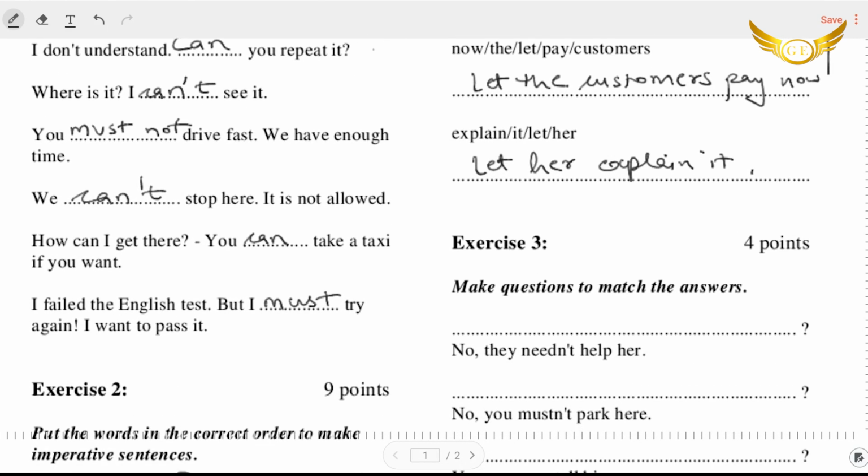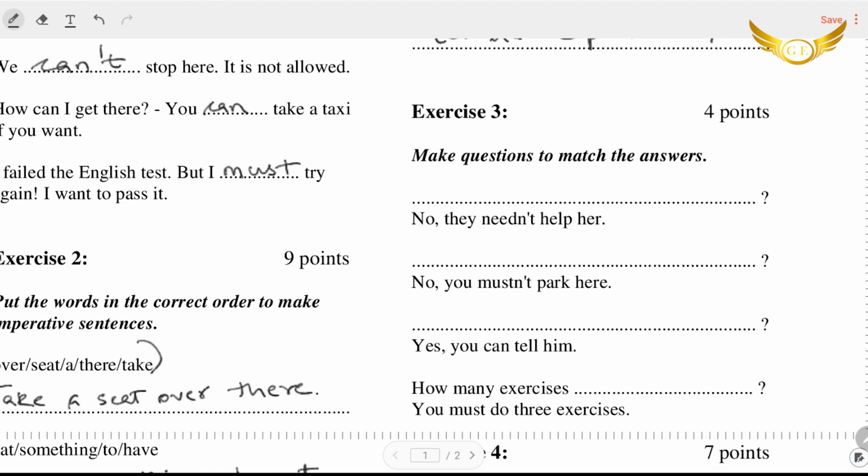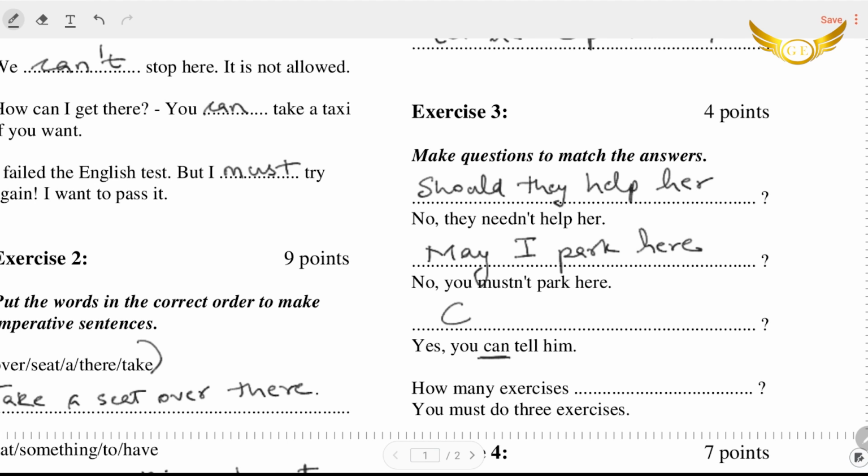Now let's come to exercise 3. Here you have to make questions to match the answers. So no, they needn't help her. So I think the question should be, should they help her? No, they needn't help her. No, you mustn't park here. So mustn't should be may. It can be, may I park here? Yes, you can tell him. Use that in the question. Can I tell him? The next one. How many exercise dash? You must do 3 exercise. So how many exercises should I do?